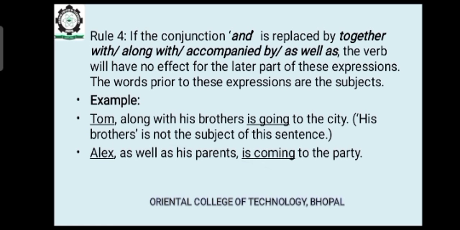If the conjunction and is replaced by together with, along with, accompanied by, or as well as, the verb will have no effect for the later part of these expressions. The words prior to these expressions are the subjects. Let's look at the examples. Tom, along with his brothers, is going to the city. His brothers is not the subject of this sentence. That is why we have used is, because here we are referring to Tom.